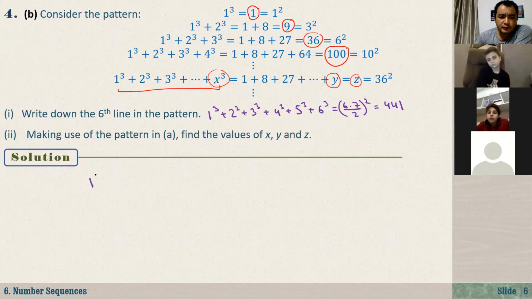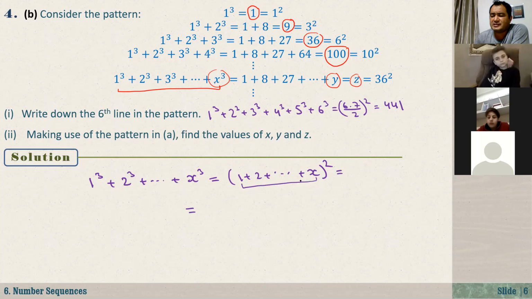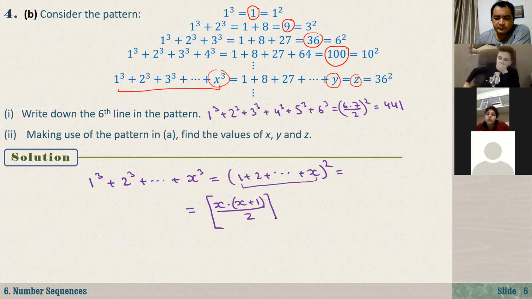So this 1 cube plus 2 cube plus dot dot dot plus x cube, that is equal to (1 plus 2 plus dot dot dot plus x) squared. Okay, next time if we have time, I'll talk about this in more detail. And we have already learned how to calculate this sum, right? The sum of the first n natural numbers, which is equal to x times x plus 1 over 2, squared. And that's equal to what? 36 squared.